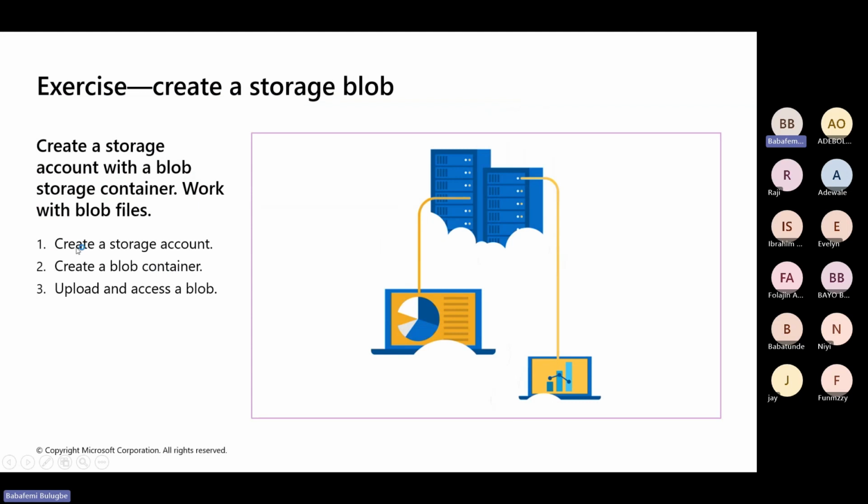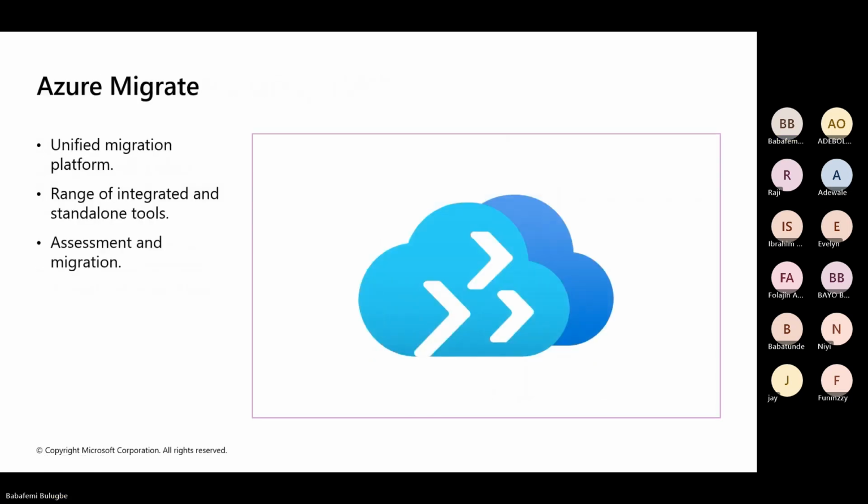This is what is needed to be done with what's actually explained here. So you need to create a storage account. Then you need to create a blob container, which I've just done. Then you need to upload and access the blob. So you upload and try to access that particular file you've created. I will send this to the group once we're done.